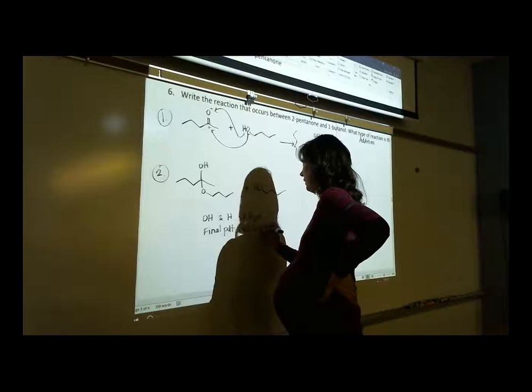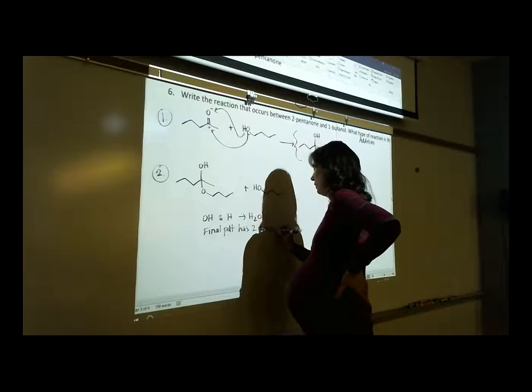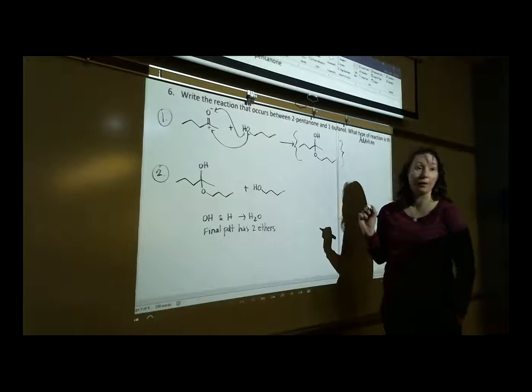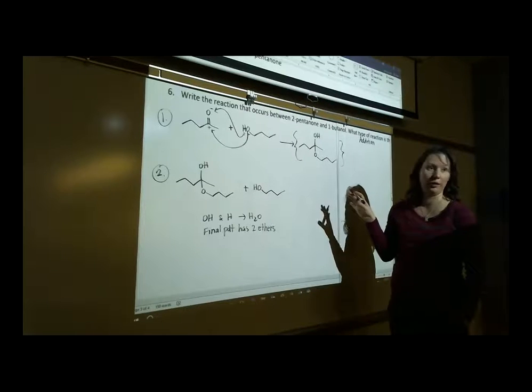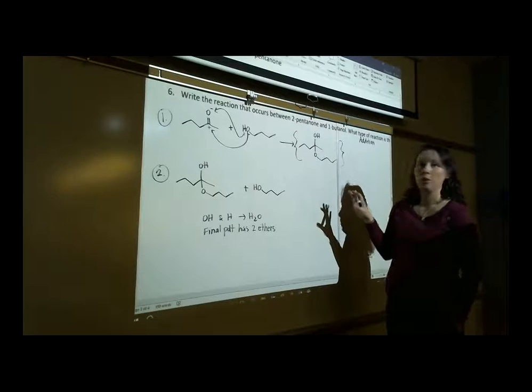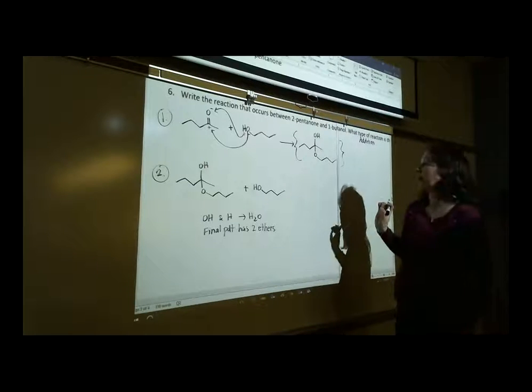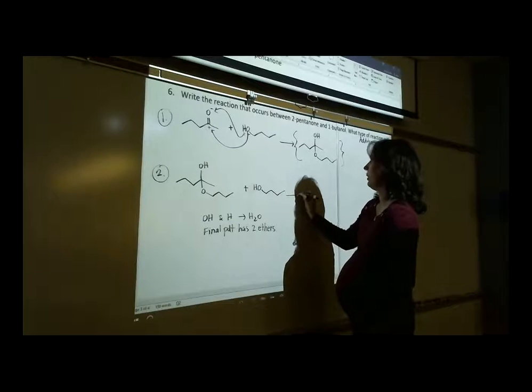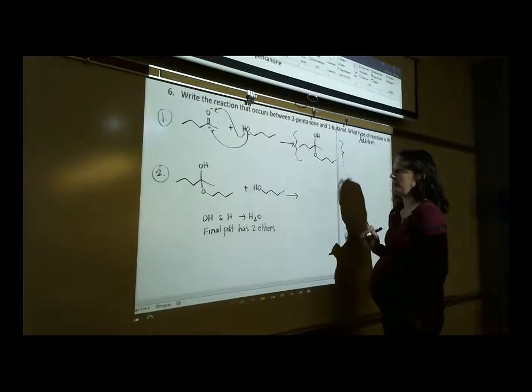And the final product has 2 ethers. Now again, we're not getting into the nitty-gritties of how this happens. We're just looking at the big picture, right? When you take full organic, you'll draw the full mechanisms with your electrons being pushed around and all that fun stuff. But here in elementary organic, we don't go into that level of depth. We're just looking at the big picture.